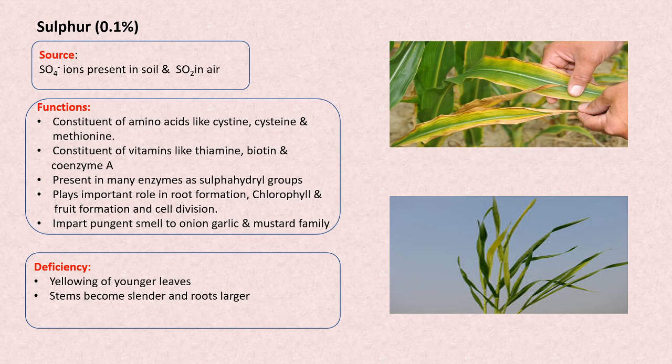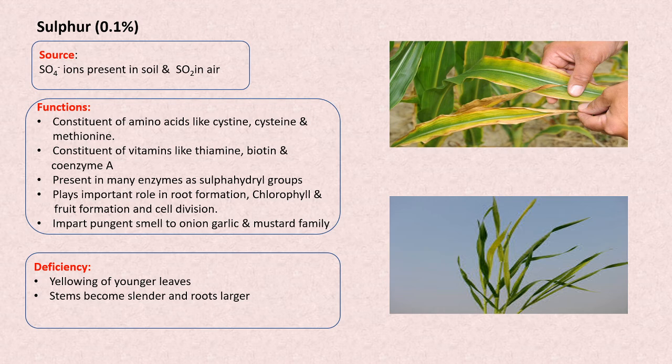It is an important constituent of amino acids such as cysteine and methionine. It is also found in vitamins like thiamine, biotin, and coenzyme A. It is also present in many enzymes as sulfhydryl groups. It plays an important role in root formation, chlorophyll formation, fruit formation, and cell division. It also imparts a pungent smell to onion, garlic, and members of the mustard family.